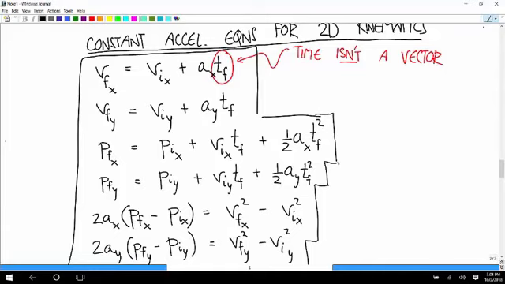So the only candidates are this one and this one. And so now we want to look at those 2 equations and see if the rest of the variables in either one of those are known. If you look at this one, we didn't know TF, so we can't use this one. And if you look at this one, we didn't know VFX, so we can't use this one.